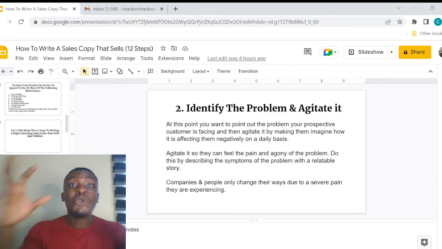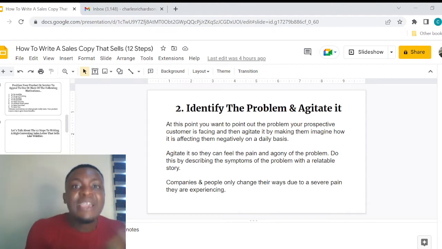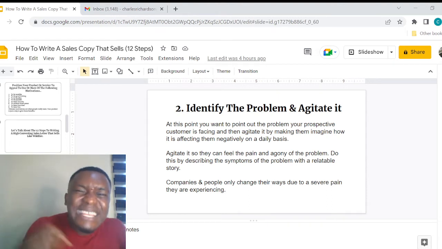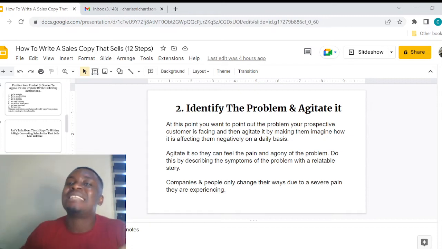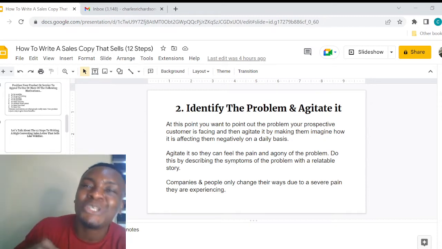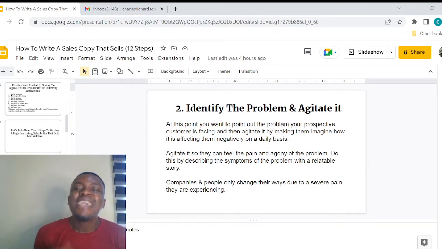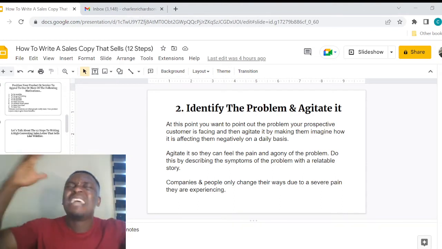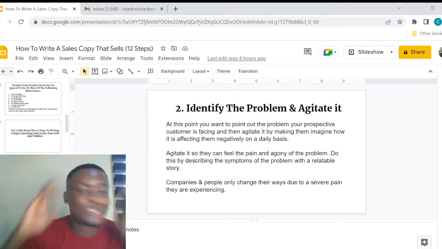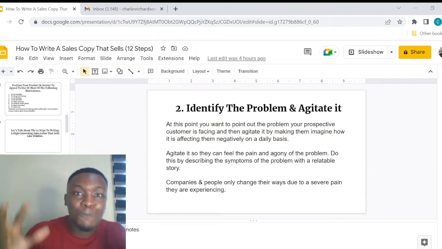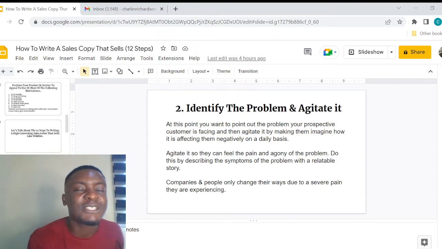Agitate their problem with a relatable story, a story that touches them in their pain points, a story that puts salt inside their injury and makes them say, I need a solution. A story that will make them feel like, this pain has been here too long, I need a solution. If you can successfully do this, you have passed the bridge of converting that audience.